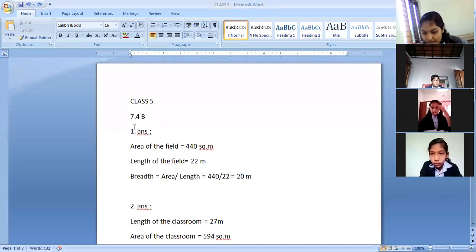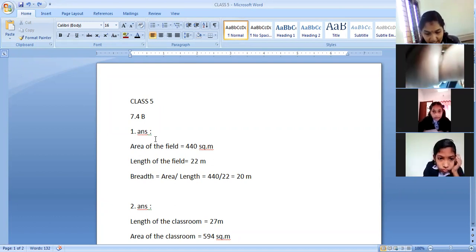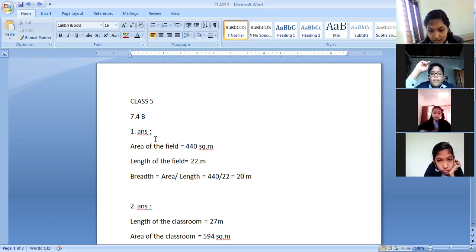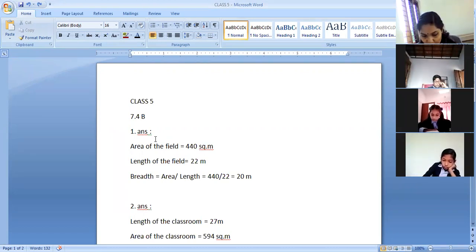Okay, 7.4 B1. The question was, a rectangular playing field has an area of 440 square meter. Area of the rectangular field is given, that is 440 square meter. If its length is 22 meter, find its breadth. Length is 22 meter. Find its breadth.